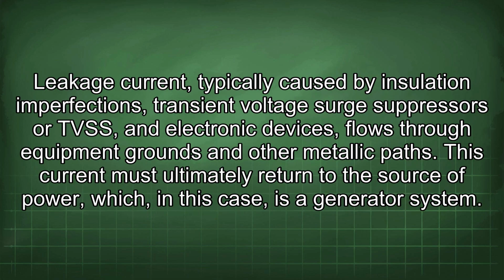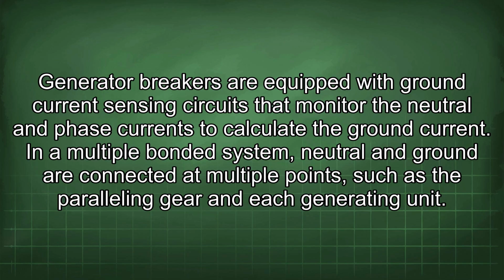Leakage current, typically caused by insulation imperfections, transient voltage surge suppressors or TVSS, and electronic devices, flows through equipment grounds and other metallic paths. This current must ultimately return to the source of power, which, in this case, is a generator system. Generator breakers are equipped with ground current sensing circuits that monitor the neutral and phase currents to calculate the ground current. In a multiple bonded system, neutral and ground are connected at multiple points, such as the paralleling gear in each generating unit.